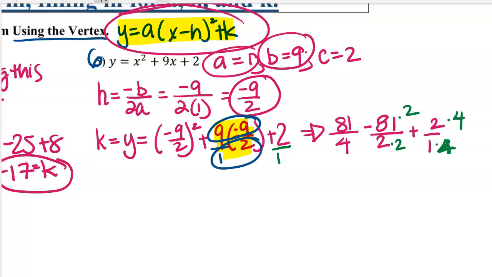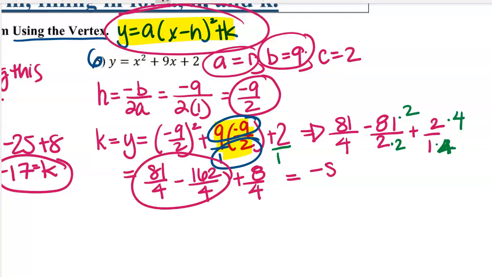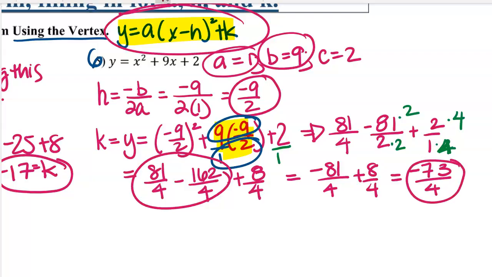Okay, so if that's the case, this will give us 81 over 4 minus 81 times 2. That's going to be 162 over 4. And then we have 2 times 4, that's positive 8 over 4. Combine the first 2 terms, that's going to give us negative 81 all over 4. Drop the 8/4 down, so that's going to give us negative 73 all over 4. That's the simplest form in improper fractions, so we'll leave that.